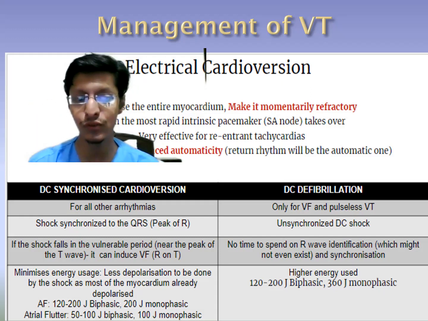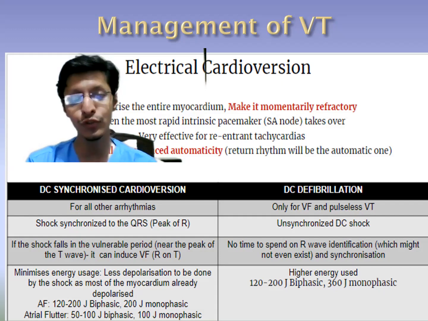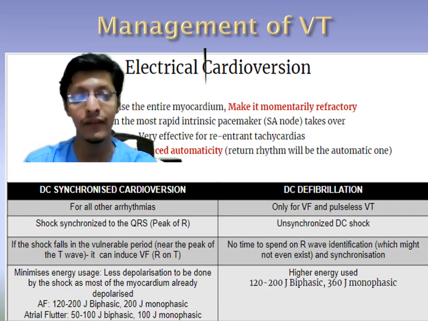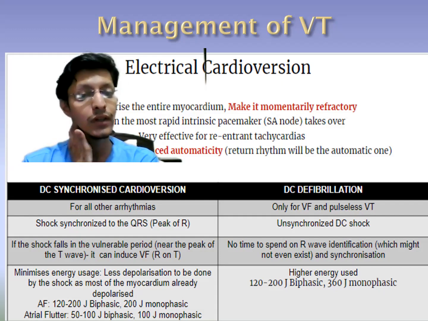There is less energy use. If it's AFib, you use 120 to 200 joules. If it is atrial flutter, you use 50 to 100 joules.